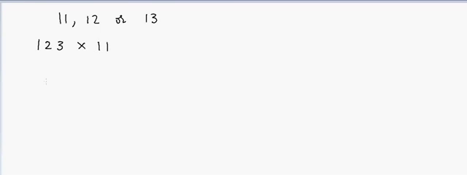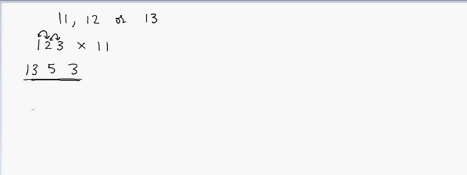In that case, first I'll just take the first digit, so I'll say 1, and then I'll say 3 at the end, and then I'll add 1 and 2 together. If I add 1 and 2 together, that will be equal to 3, and then I'll add 2 and 3 together, that will be equal to 5. So my answer will be equal to 1353.